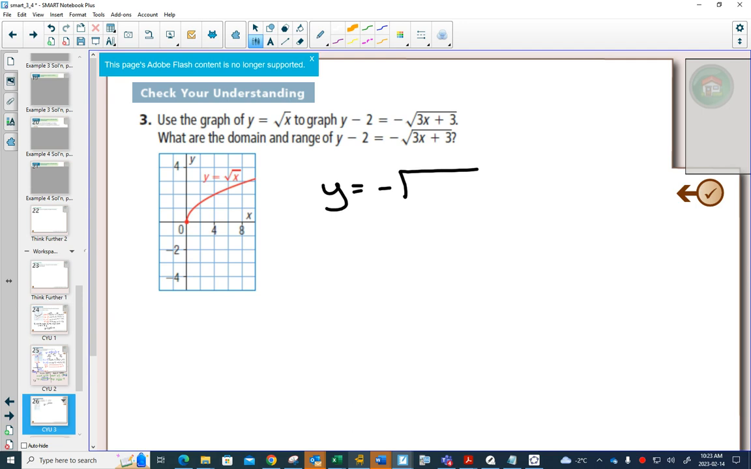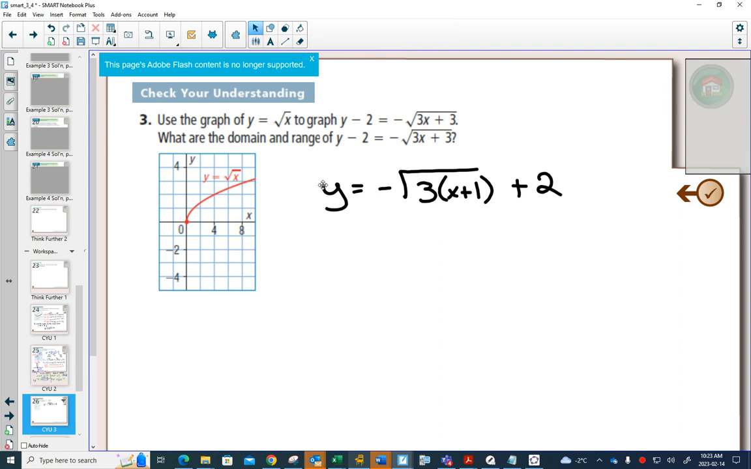You notice that you do have here a horizontal compression and a horizontal translation. So this is where the note comes into effect. Before we do anything, this needs to be written in factored form. So I factor out the 3, leaving me with x plus 1. And then I'm going to move the 2 over to the other side.